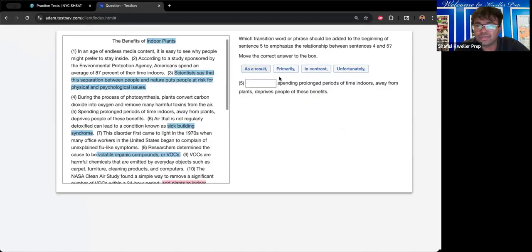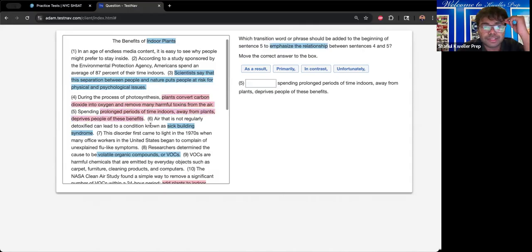Okay, so either as a result or unfortunately. There's no contrast here, and primarily isn't the best word. I don't really know. It's either A, as a result, or unfortunately. Emphasize the relationship between both. Okay, let's focus on the relationship. Plants convert carbon dioxide into oxygen and remove many harmful toxins. So prolonged periods of time indoors away from plants deprive people of these benefits.